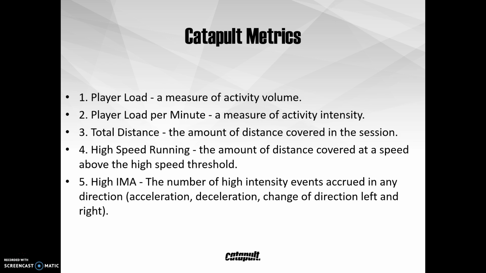High speed running is the amount of distance covered above a certain speed threshold that we can set. And high IMA is a combination of all the high intensity events accrued in any direction. So high intensity accelerations, decelerations, and then any changes of direction.